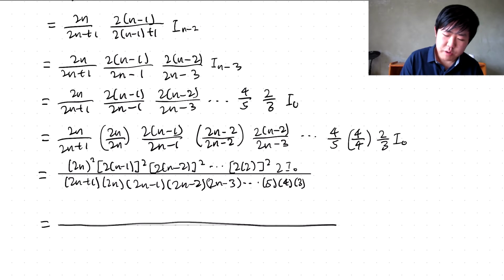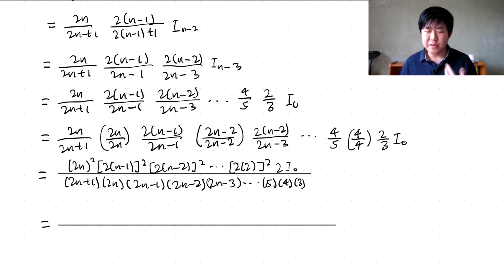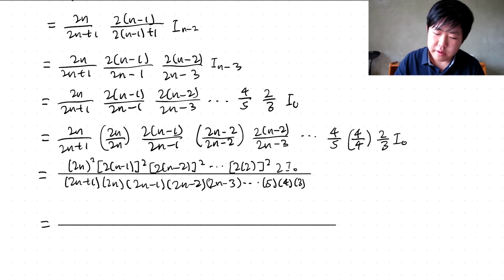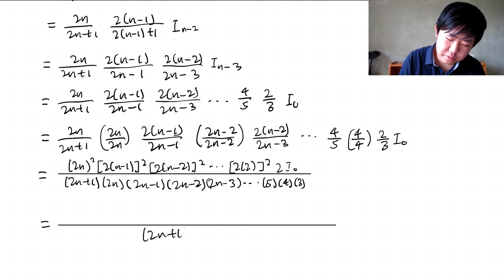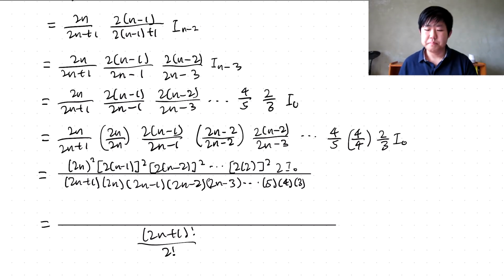And then here, it's going to get a little bit tricky. So let's start with the bottom. So the bottom is 2n plus 1, 2n, 2n minus 1, blah blah blah, until 3. That's a factorial. With that, it's missing a 2 here. So what we're going to do is, this is going to be 2n plus 1 factorial with 2 factorial on the bottom, because it's missing a 2 and a 1.